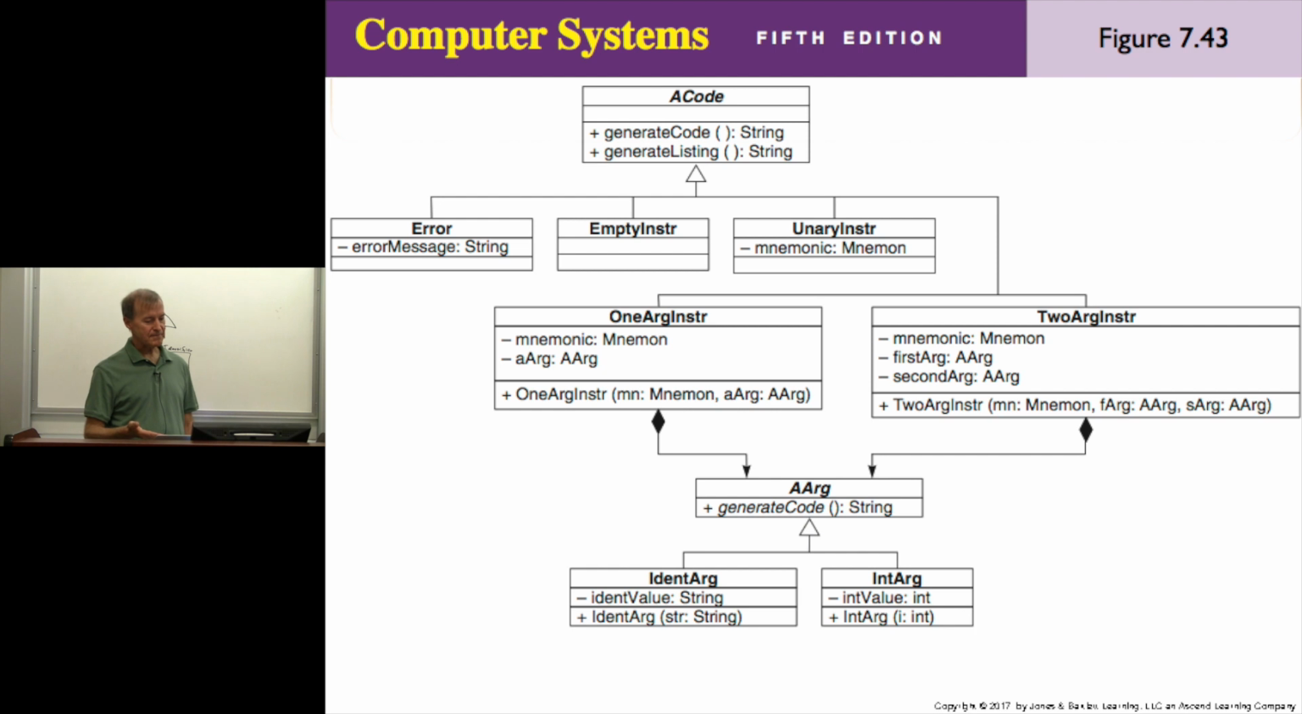All right. And now let's take a look at the attributes of a one argument instruction. What attributes does a one argument instruction have? It has how many attributes? Two. And what are they? First is mnemonic, which is a what? Mnemonic, and that's an enumerated type. Are you with me? And the second one is what? An abstract argument.